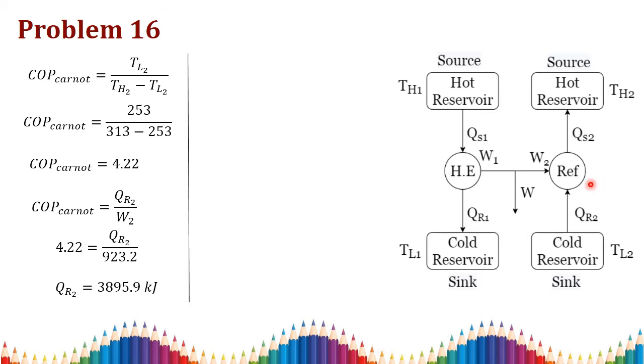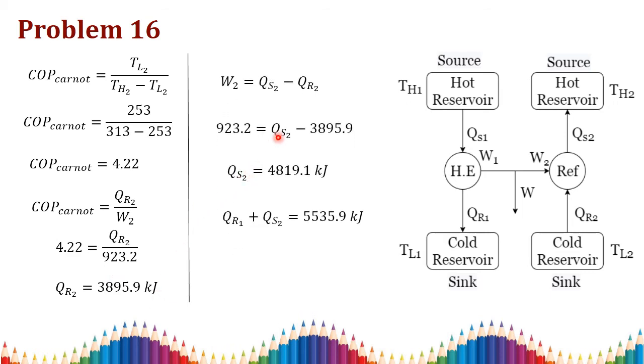Then we also know that the COP of the refrigerator formula is QR2 divided by work done. Again, work done 2 is found from the previous slide. That is, work done is equal to work done 1 minus work done 2. With this we can supply work done and work done 1, and we can find work done 2 from the previous slide. So substitute those values here to get QR2.